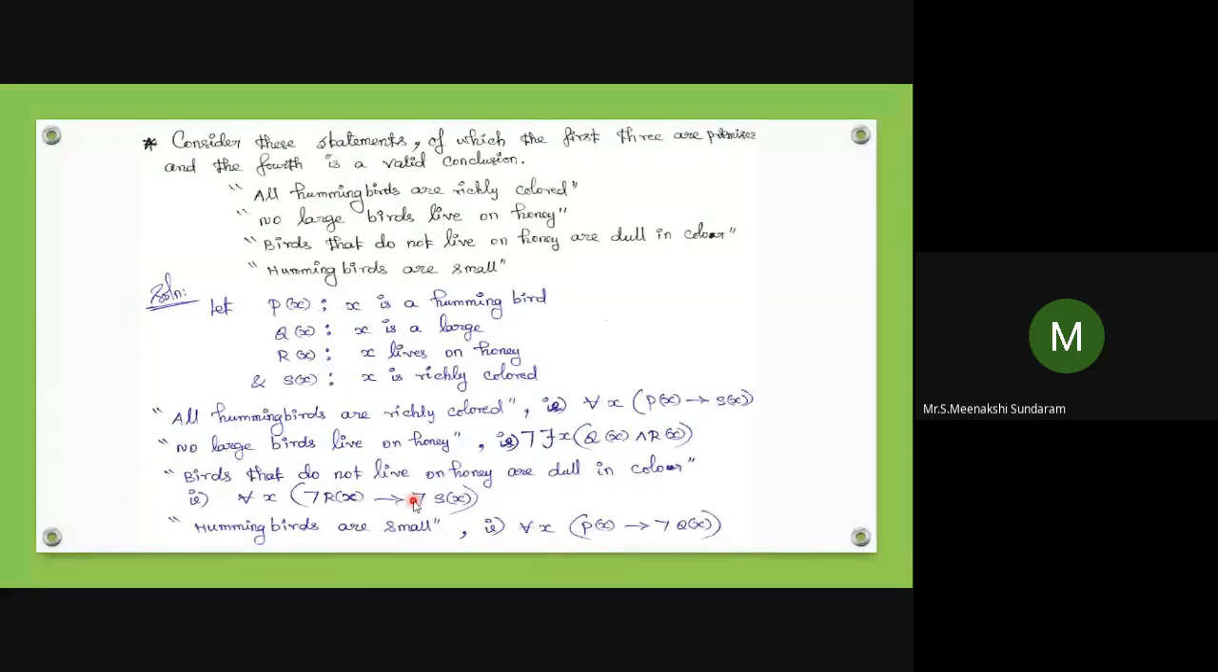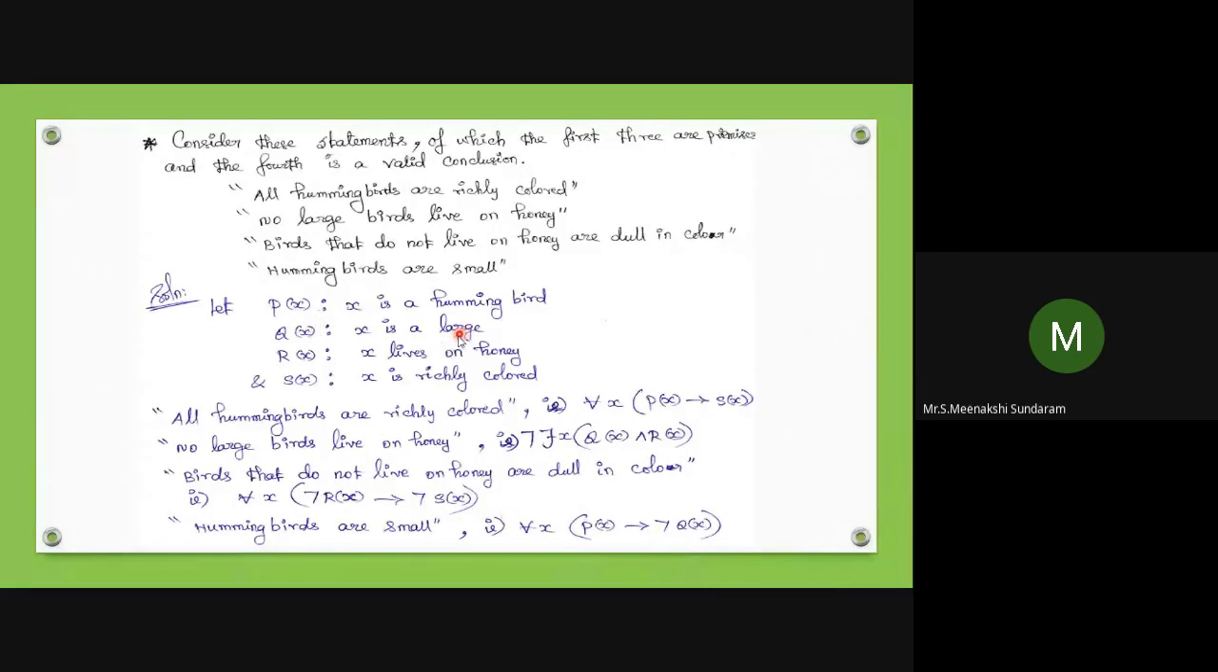And the last one: hummingbirds are small. They are telling us hummingbirds are small. So for all x, all hummingbirds are small. Without specifying, you take it as all. So for all x, if x is a hummingbird, then it is not large. That is the negation of Q of x. Suppose Q of x is x is small, then you write Q of x here, and negation of Q of x in this place.